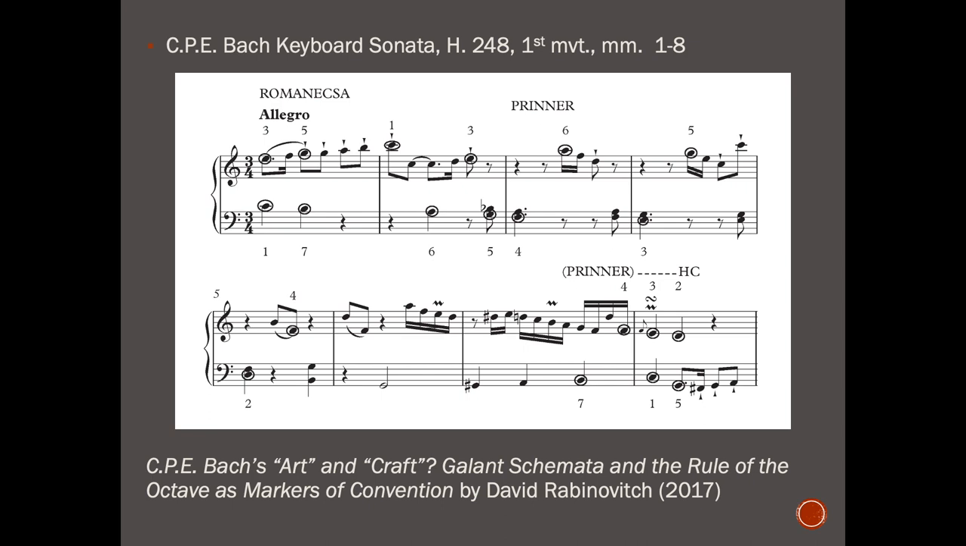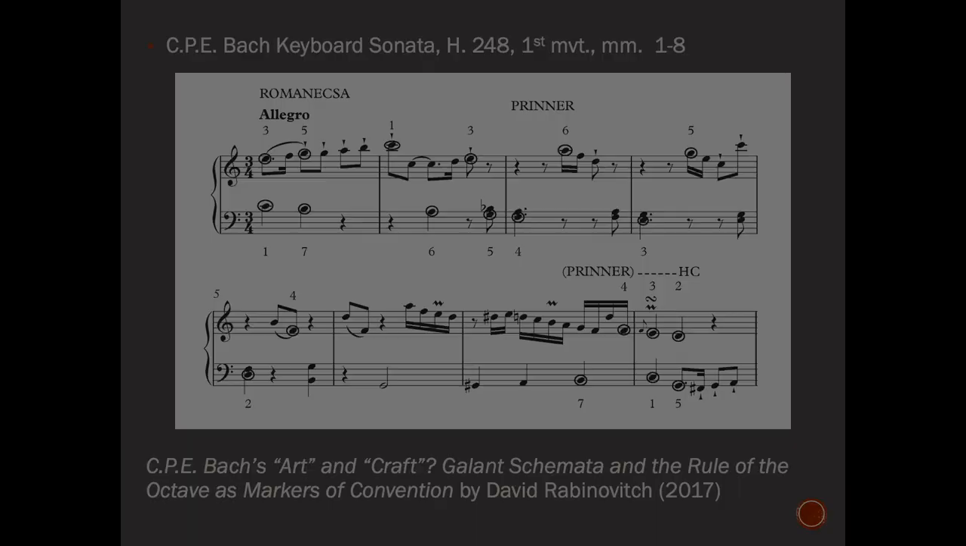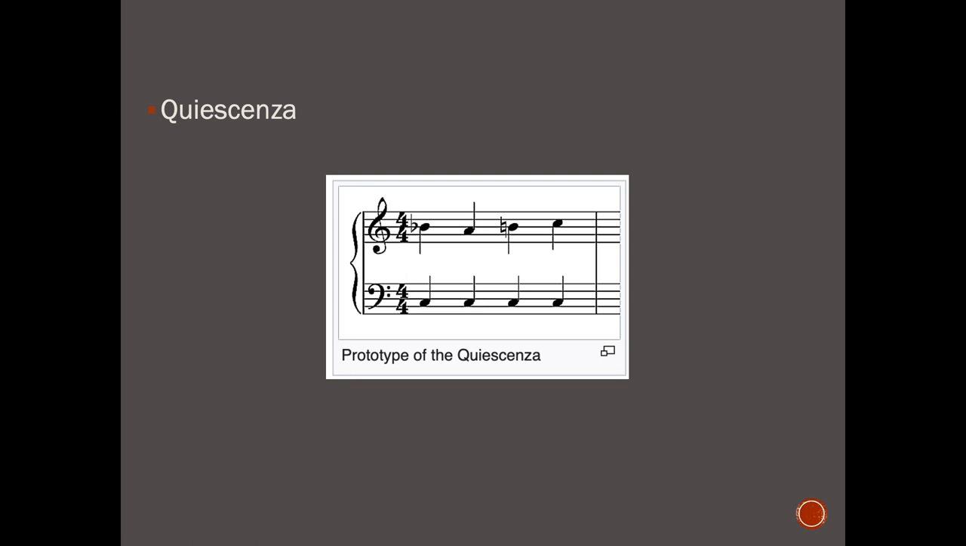So another example of a schema is the Quiescenza. And this is what it looks like. This is one of the easier ones to hear within music because we move down from a flatted seventh to the sixth, up to a raised seventh, back to the octave. A lot of times this is preceded by octave notes here. So this lowered seventh would actually be moving down from the C above it.